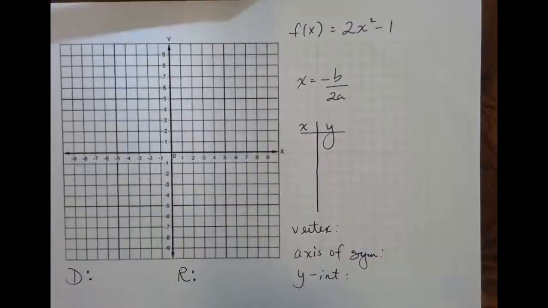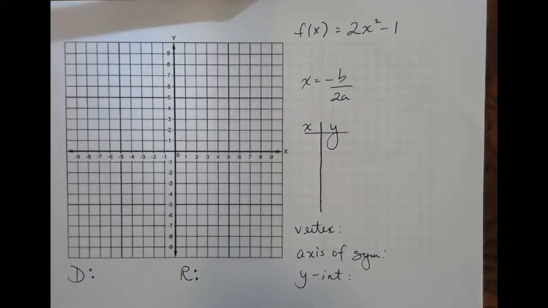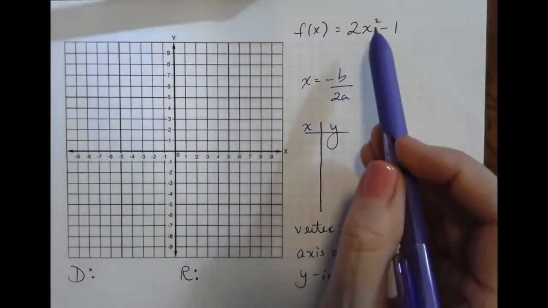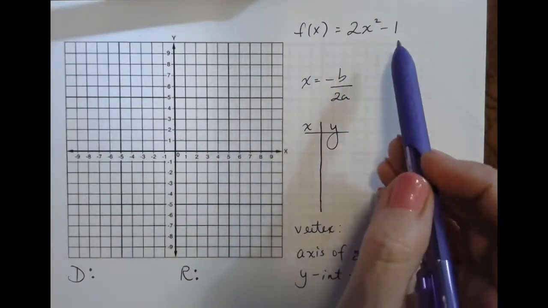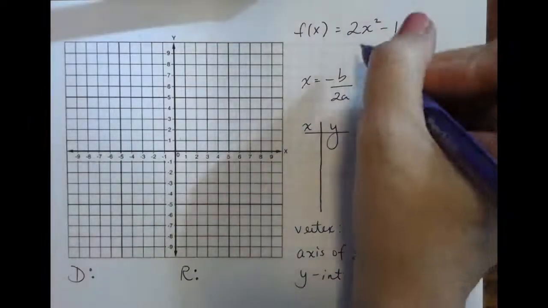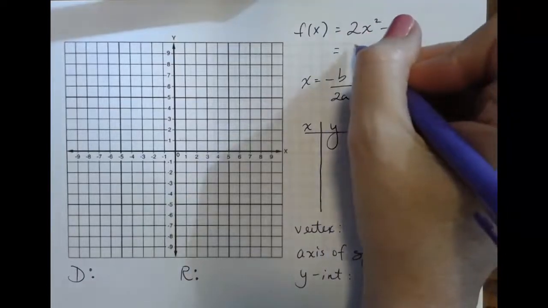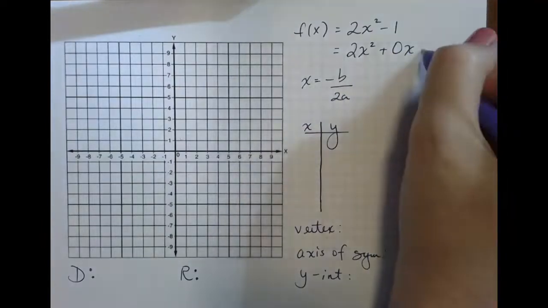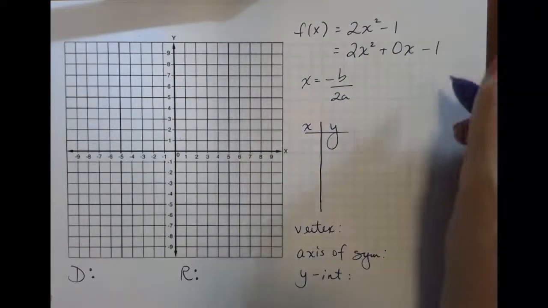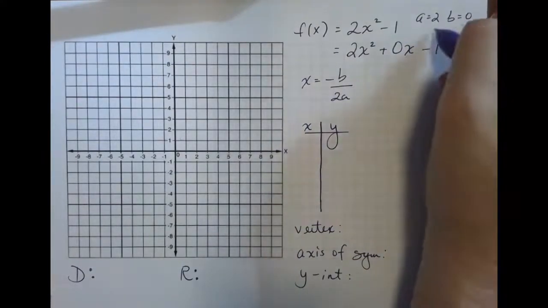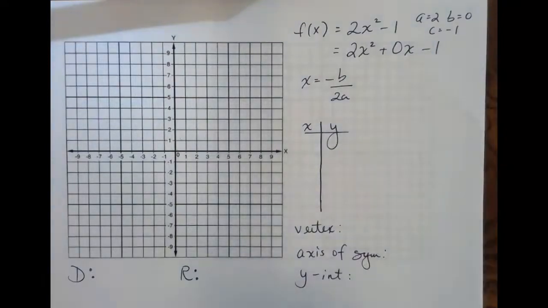One last one on number 4. Thank you for being attentive and engaged. This one looks a little bit different. Look at the function. F of x equals 2x squared minus 1. We are actually missing the x term, but we can easily put it in simply with a 0 in front of it: 2x squared plus 0x minus 1. That means A equals 2, B equals 0, and C equals -1.